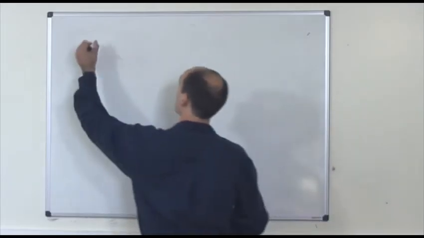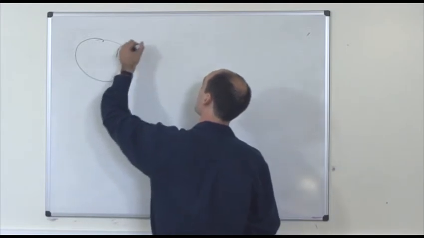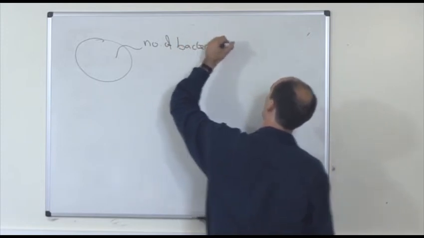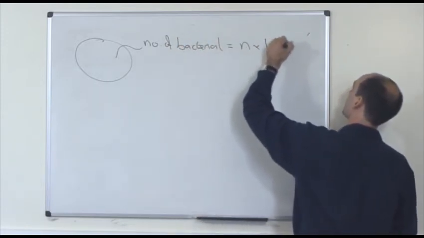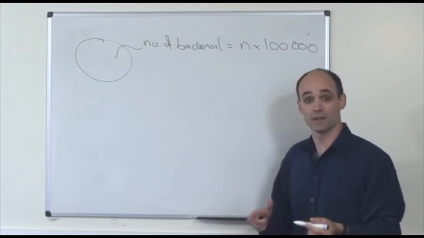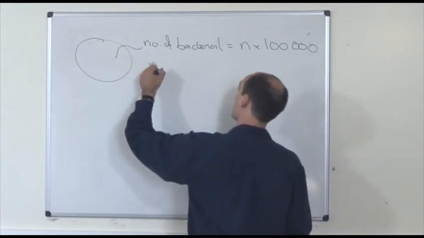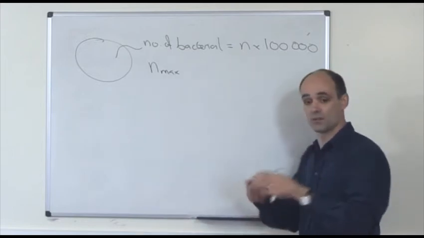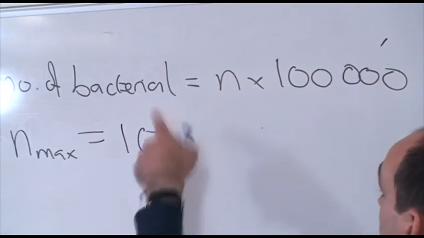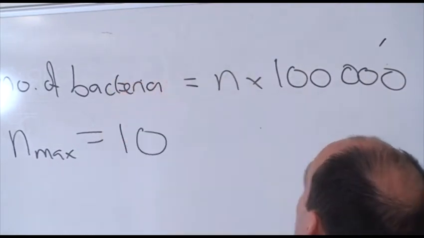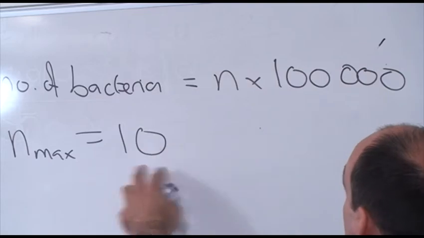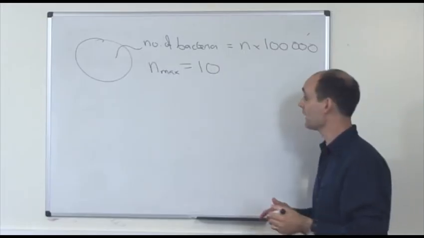So what do we have? We have a load of bacteria on a dish, and the number of bacteria is actually n times 100,000. And we're also told that the maximum number of bacteria is 1 million, so you should be able to work out quite quickly that n max, the value of n when we reach the maximum number of bacteria, must just be equal to 10. The number of bacteria is just n times 100,000, and so when n max is equal to 10, then the total number of bacteria is 1 million.